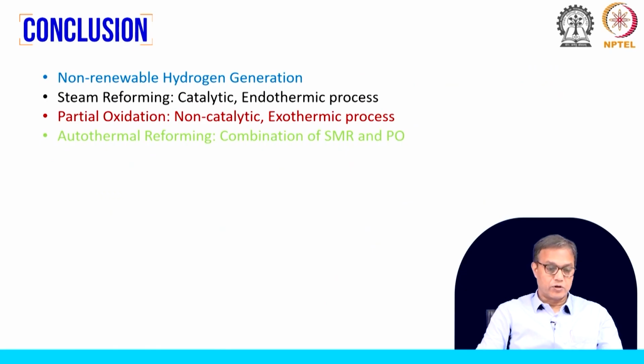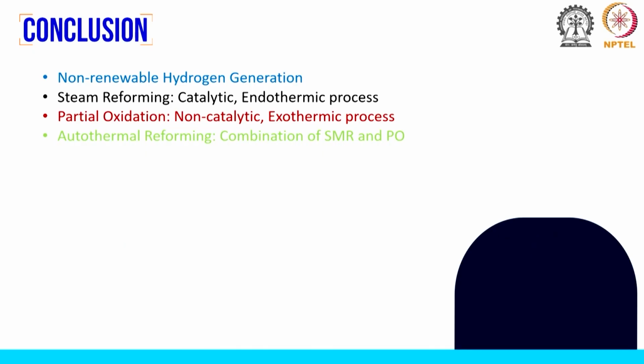So, let us try to conclude. We have talked mainly today about non renewable hydrogen generation, and out of that we have talked about steam reforming, partial oxidation and autothermal reforming, whereas the steam reforming process is a catalytic and endothermic process. This partial oxidation is non catalytic and it is exothermic. So, we have to take advantage of this, and finally, autothermal reforming is the combination of steam methane reforming and partial oxidation. So, thank you for your attention.